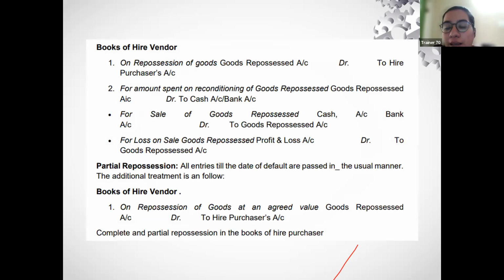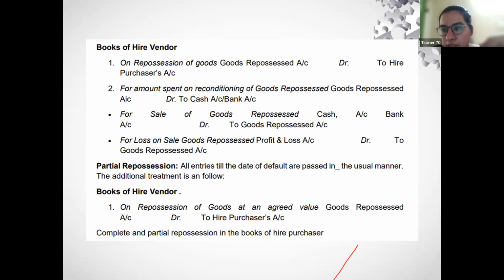Next, in the books of the hire vendor. We have seen the entries in the books of the hire purchaser. Okay, now we will see what entries will be passed in the books of the hire vendor. I have already told you that these entries will be clear to you when we do the illustrations. Right now you have to focus on what entries are passed at what occasion. So on repossession of goods, what entry will be passed? Goods repossessed account debit to hire purchase account. For amount spent on reconditioning of goods.